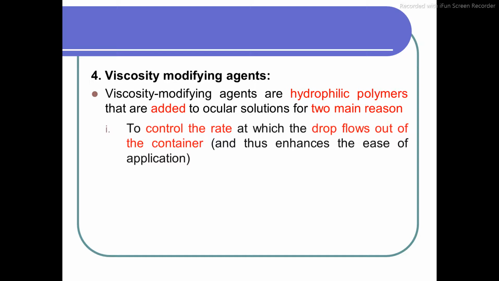So water is a very free flowing vehicle. Once you instill it, only 2 to 3% will remain in your eyes, and more than 98% will get wasted, will drain out from your eyes. So that's why we can control the flow rate from your container. Once you increase the viscosity, you can control the flow rate of your eye drop from the container also.